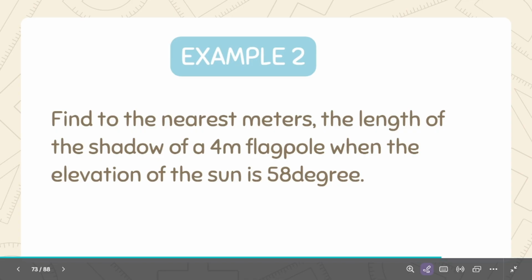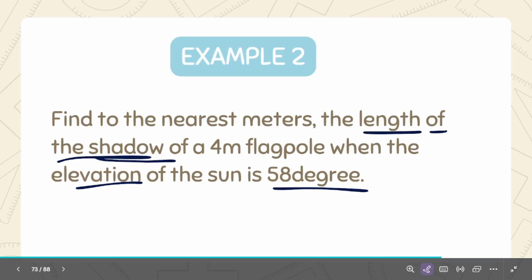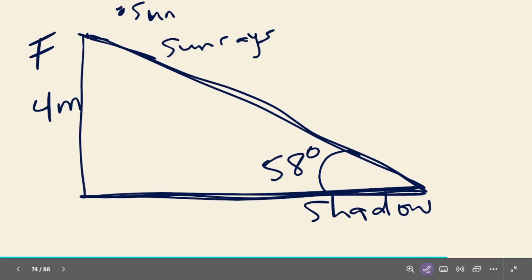Good. They say when the elevation of the sun is 58 degrees, we are to find what? The length of the shadow. We are finding the length of the shadow. And the elevation is what? 58 degrees. So if the elevation is 58 degrees, it means here is 58 degrees. And you have to find the length of the shadow. And the length of the shadow, we said, will be cast on the horizontal. So it means we are looking for this very point. So you can just call it x. Then remember to put your right angle.